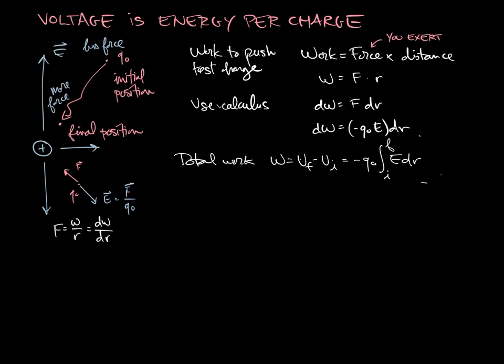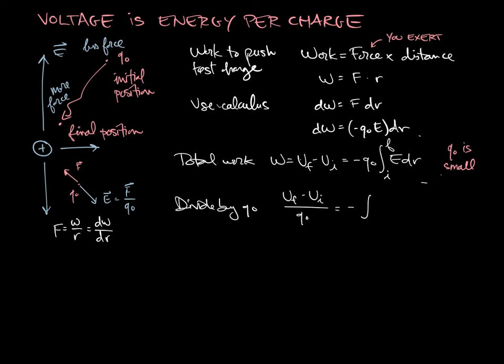to a final position. But this here is somewhat inconvenient because we know that Q naught is small. It's basically 0, so that doesn't make sense because our total energy is not 0. What do we do? What if we divide by Q naught? And then we would have the energy divided by the charge that we're moving.